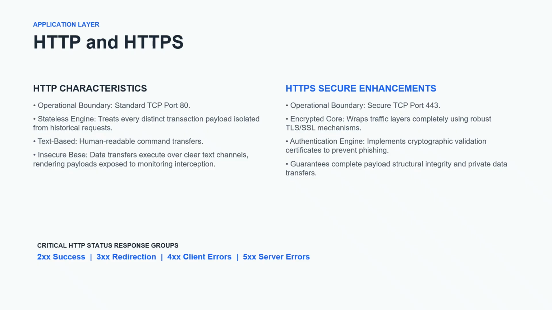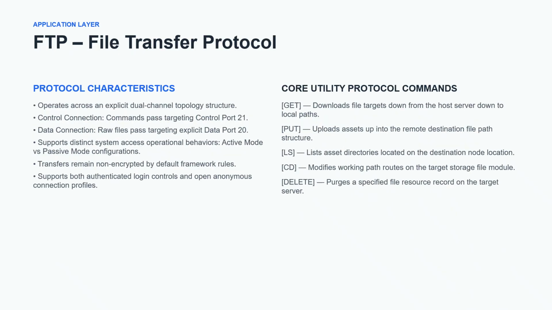HTTPS and FTP. HTTPS is the secure version of HTTP that uses encryption to protect communications between client and server. It combines HTTP with TLS and SSL encryption. HTTPS encrypts all data transmitted between client and server. This prevents eavesdropping and man-in-the-middle attacks. HTTPS uses TCP port 443. HTTPS provides server authentication through digital certificates. HTTPS is used for secure web browsing, online banking, and confidential data transmission.